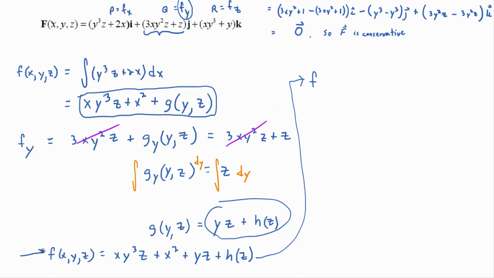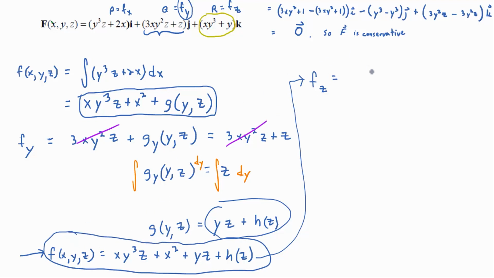So we're looking at this guy. That's our potential function. Take the derivative of that with respect to z. Set it equal to this guy, the third component. So we do that, and, okay, so look down here. What's the derivative of this guy with respect to just z? x y cubed plus just y plus h prime of z. Set it equal to this guy. As you can see, we're going to have some nice cancellation. Subtract this guy from both sides, subtract this guy from both sides. What do we have?